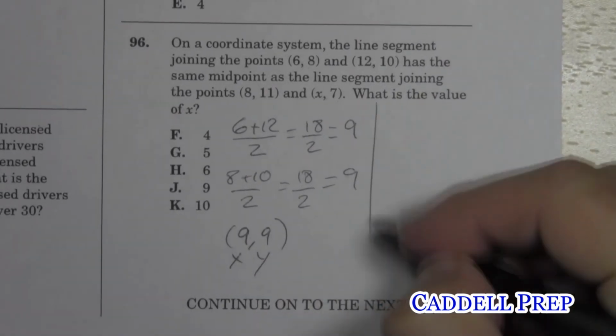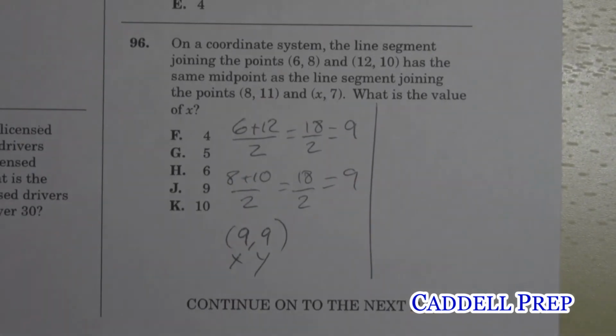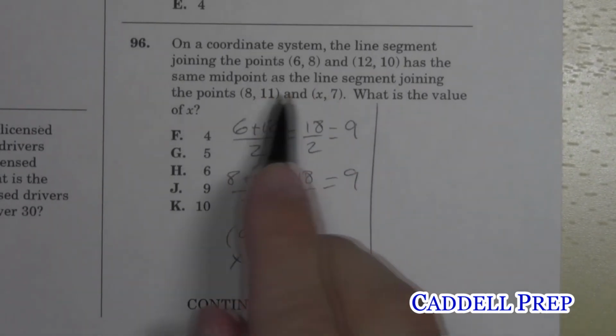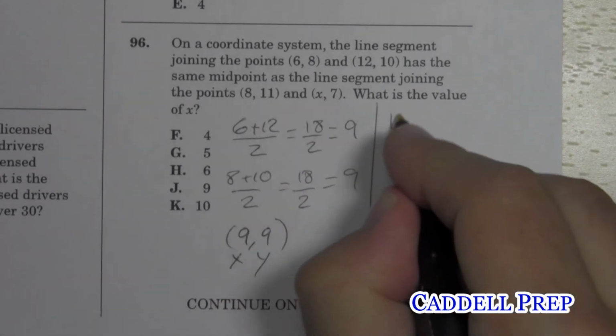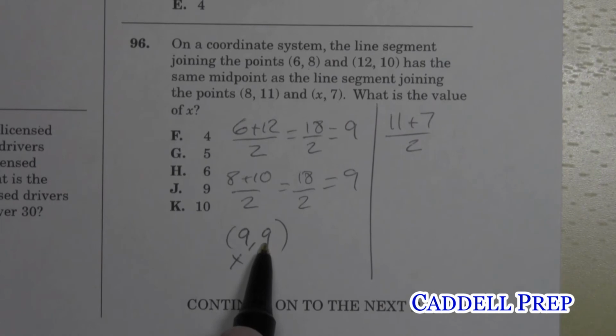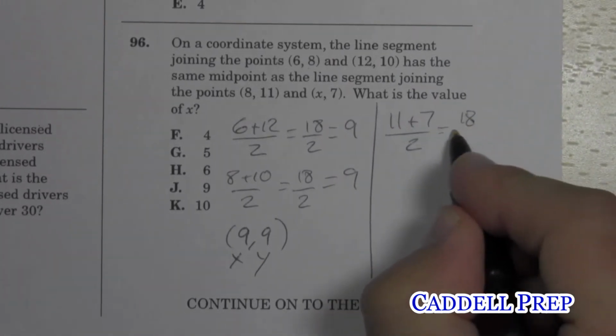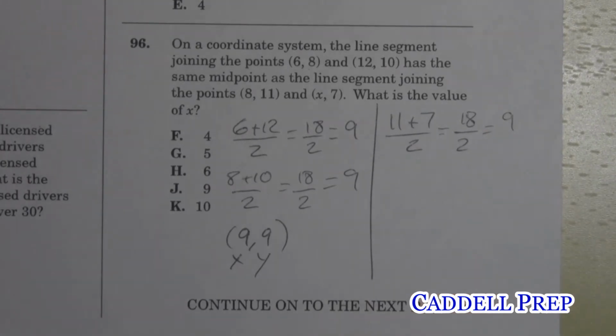So now let's take a look at the midpoint of these. Okay, I'm going to start with the y's this time just to check to make sure it works out. So 11 plus 7 divided by 2 should be 9 if they have the same midpoint. So we see that 11 plus 7 is 18 divided by 2, and we have 9. So that does work out.